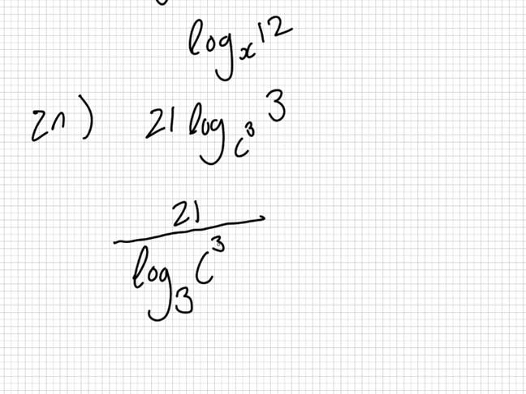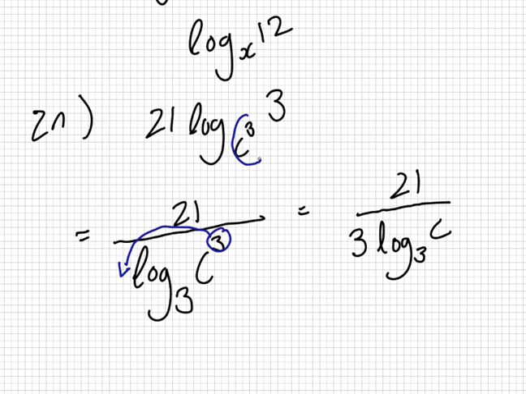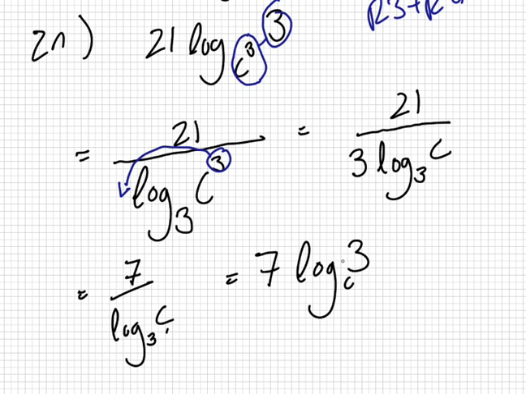Okay. Now with the 3, I can take it down in front. 21 over 3 log 3 c. This, which is it, the fourth rule, wasn't it? This 3, or the third rule, can come down in front. So I'll just leave it with this. And then what I used here was the rule, maybe the fourth rule, that says I can swap these, I just have to make it 1 over. So it's rule 3 and rule 4 I have to use. This will be 7 over log 3 c. If I swap them back, I get 7 log c 3. I've seen all of these in the exam.